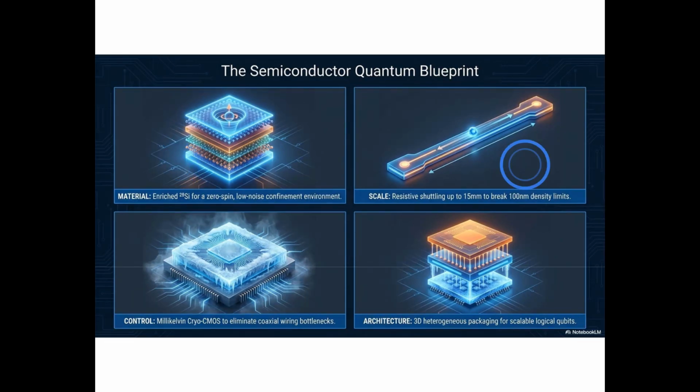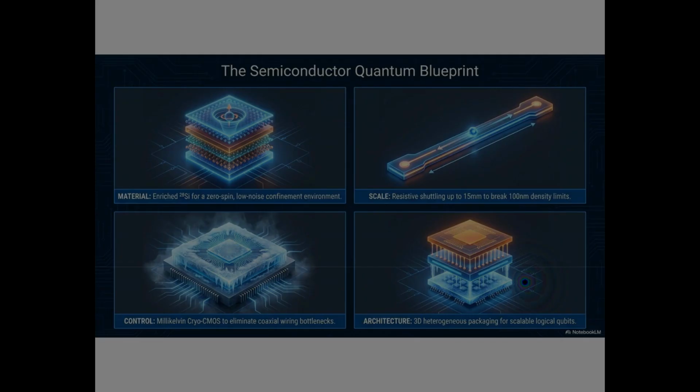Pillar 2. Scale. Resistive electron shuttling maintains spin coherence over distances up to 15 millimeters, breaking the 100 nanometer density limit and allowing control wiring to be routed without crowding the qubit array. Pillar 3. Control. Millikelvin Cryo-CMOS circuits co-located with the qubits inside the cryostat eliminate the thousands of room-temperature coaxial cables that impose a hard ceiling of roughly 140 to 200 qubits in conventional architectures.